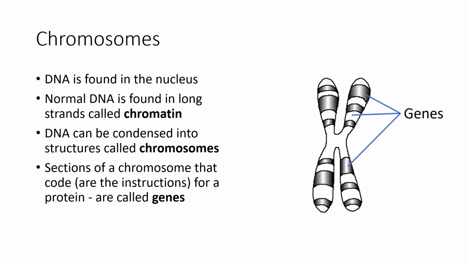Remember, chromosomes are the structures that we refer to when DNA has become condensed. When DNA is not condensed, it's just big long strands inside a nucleus, we refer to it as chromatin. When chromatin is condensed, we form structures called chromosomes. And little sections of chromosomes that code for a particular protein are known as a gene.